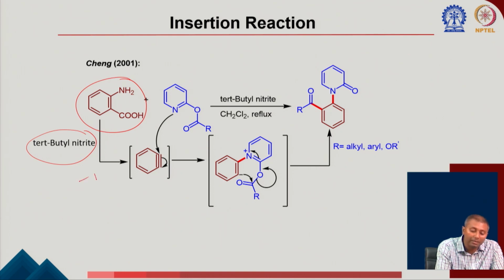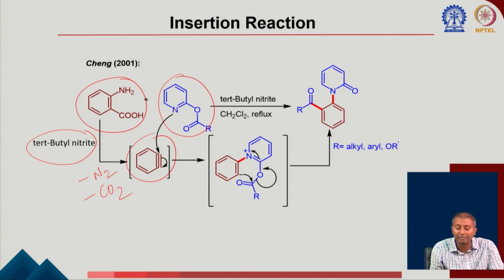So it will be minus N2 and minus CO2. You have learned that it is going to generate this benzyne. And now, once the benzyne is treated with this particular compound, you can see the pyridine nitrogen is nucleophilic. We already know that, so it can attack here, generating this carbanion here.